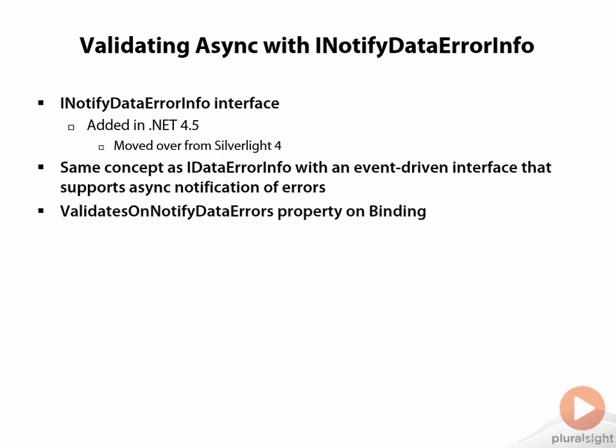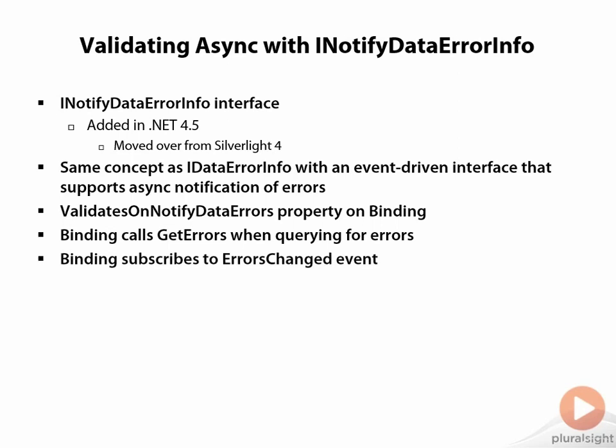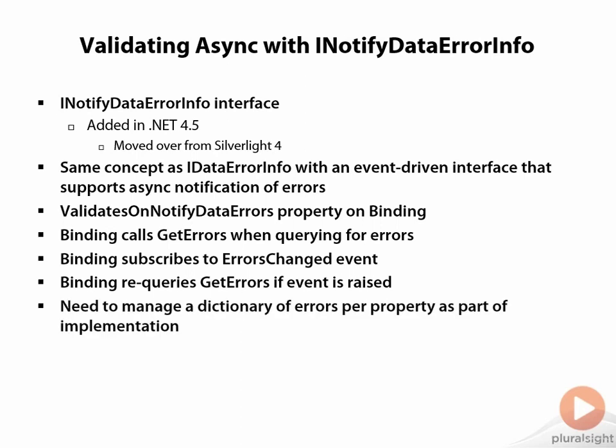So to use this, you set a ValidatesOnNotifyDataErrors property on the binding. The binding will call the GetErrors method of the INotifyDataErrorInfo after it has set a property. It also subscribes to the ErrorsChanged event on the interface. And so if the ErrorsChanged event is fired, it will go and requery GetErrors at the point where that event is raised. To implement this, you're going to manage a dictionary of errors under the covers.